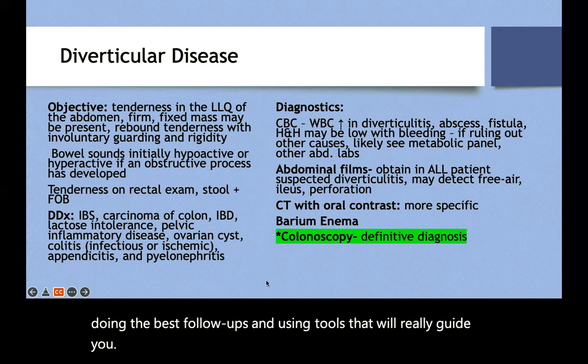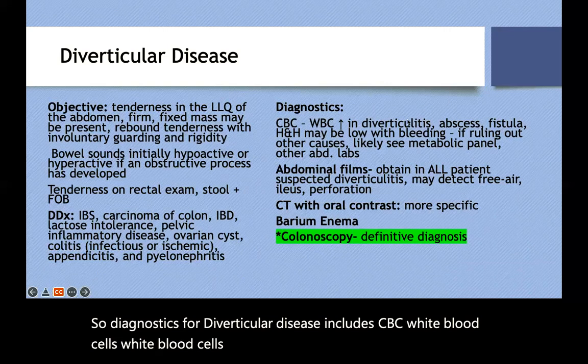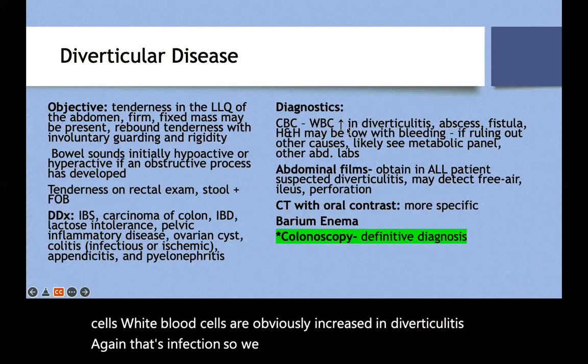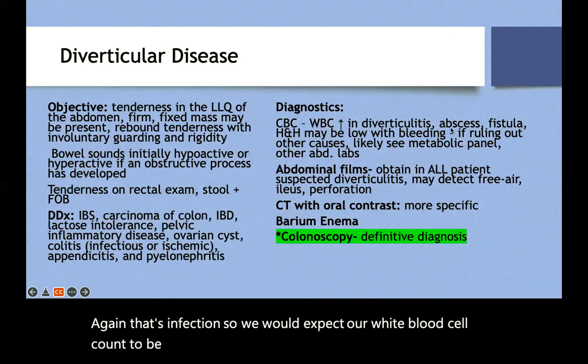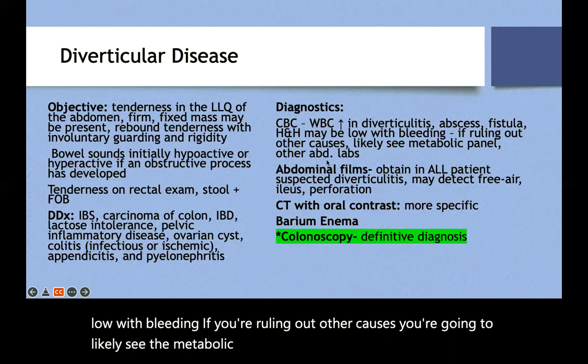So diagnostics for diverticular disease include CBC. White blood cells are obviously increased in diverticulitis. Again, that's infection, so we would expect our white blood cell count to be up. It'll be elevated in abscesses and fistulas. H&H may be low with bleeding. If you're ruling out other causes, you're likely going to see the metabolic panel and other abdominal labs.